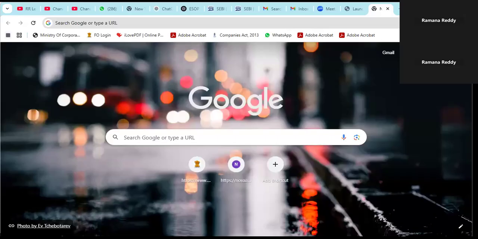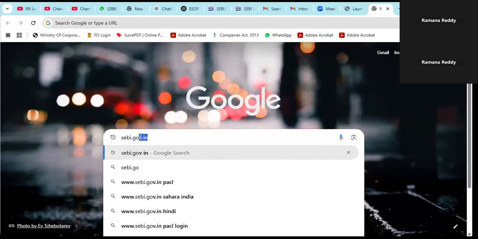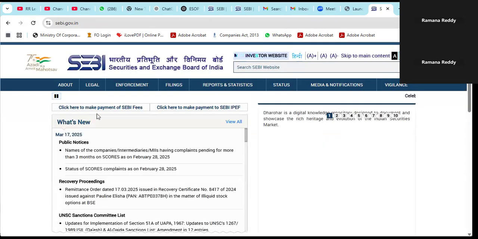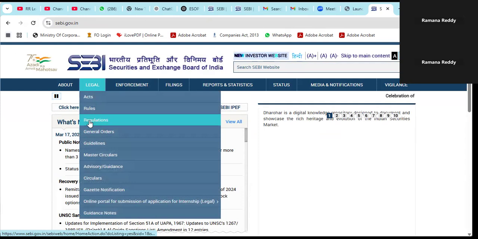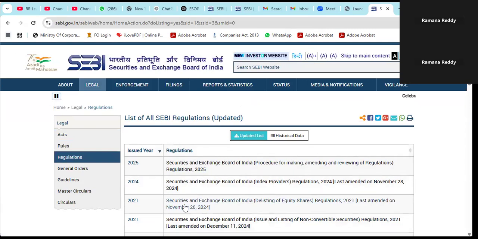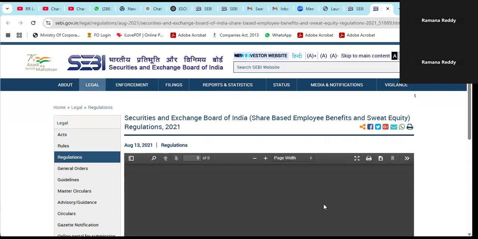Now I will take you to the SEBI official website. I'll share the screen. Go to Google, then type sebi.gov.in. This is the Securities and Exchange Board of India official website. Go to Legal and then click Regulations. There you will find all SEBI regulations. Here you see the Securities and Exchange Board of India Share Based Employee Benefit and Sweat Equity Regulations 2021. Click this, then you will find the regulations.